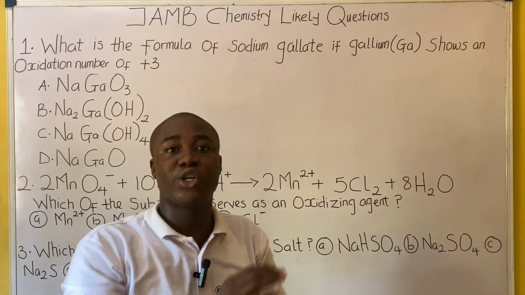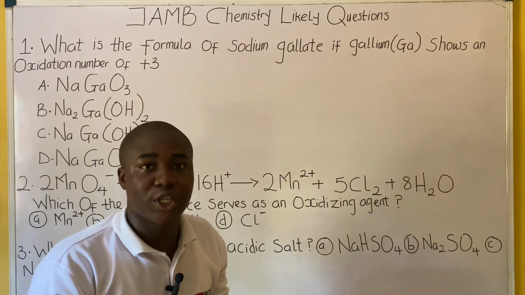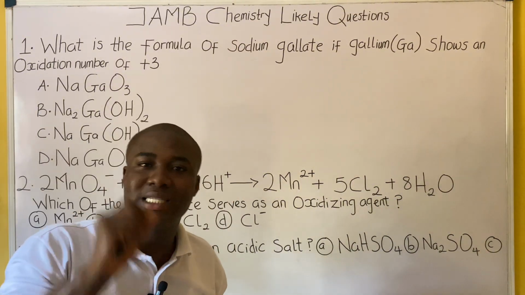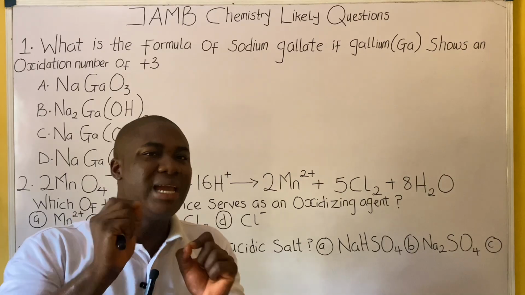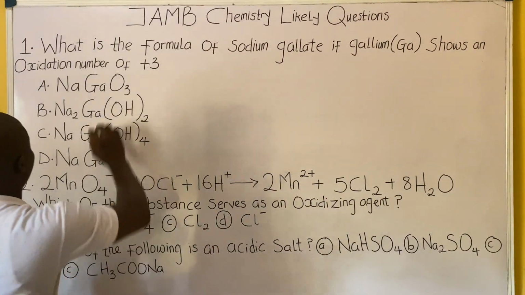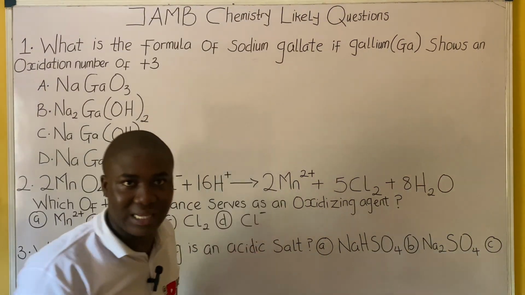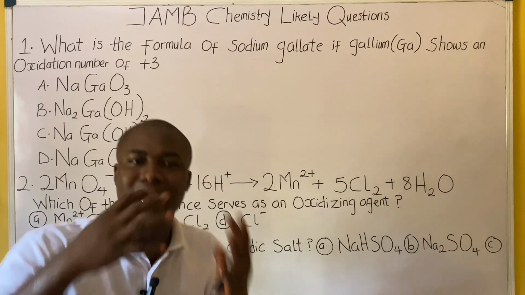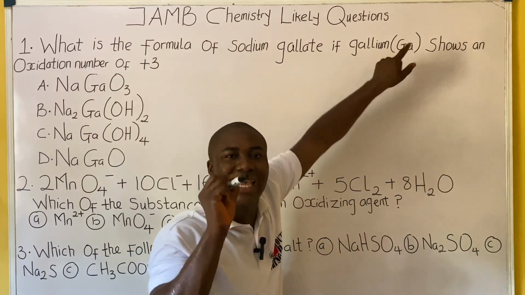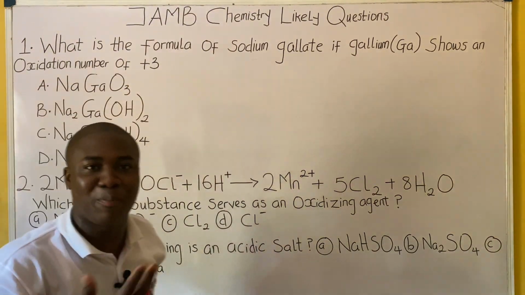Now, this question is extremely easy. Before solving this question, it is important for me to interpret what this question actually says. It is very, very important, so listen carefully. I read the question again. The question says, what is the formula of sodium gallate? Sodium gallate is a compound. Are you there? If gallium with this chemical symbol Ga shows an oxidation number of +3.